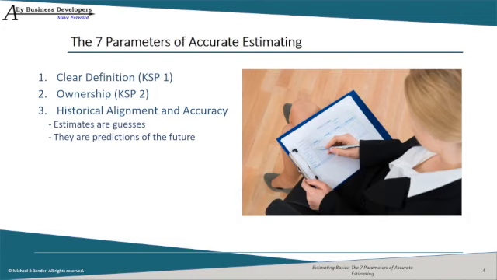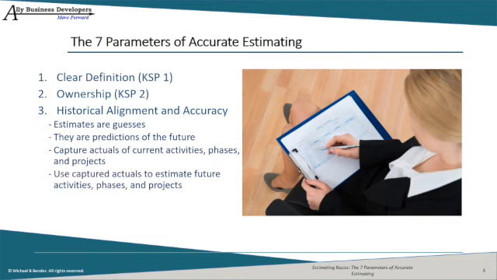The more accurate my historical information and the more aligned this task is to tasks I've done in the past, the more reliable my estimate will be. Also, the more frequently I've done the task, the more accurate my estimate. I encourage all project managers and team members to record and retain the actual time it takes to do an activity, phase, or project. That way, when we do a similar activity, phase, or project in the future, we have reliable and accurate information.